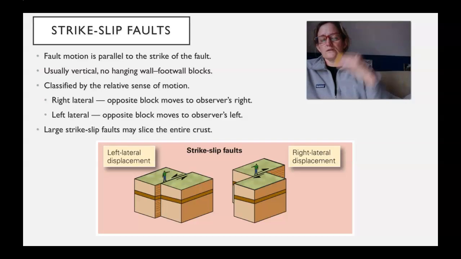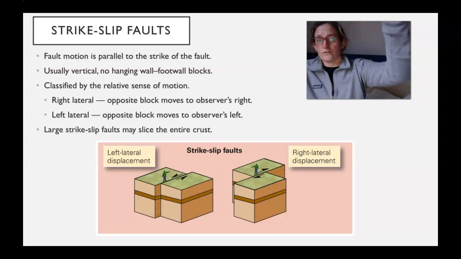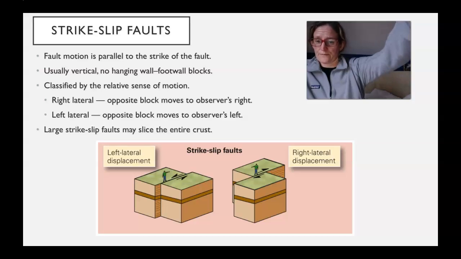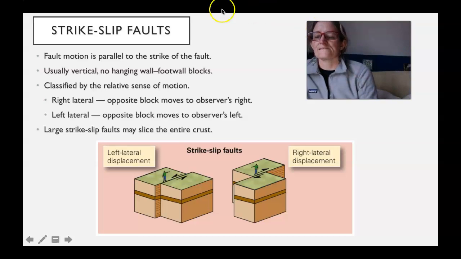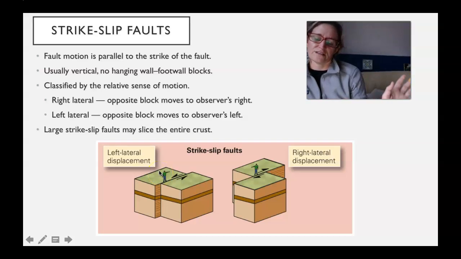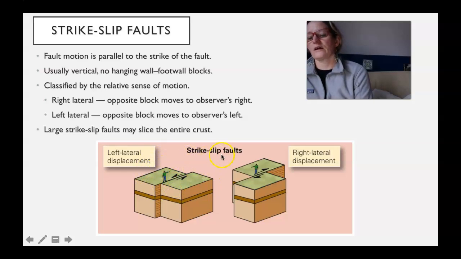If you're standing on one side of the fault and looking over the fault to the other fault block on the other side, you talk about the fault with respect to what the other side is doing. So in this case, here's someone standing on the far side of the fault, facing the other fault block, and it's moving to the left, so that's a left lateral strike slip fault. And the opposite is true here, that's a right lateral strike slip fault.